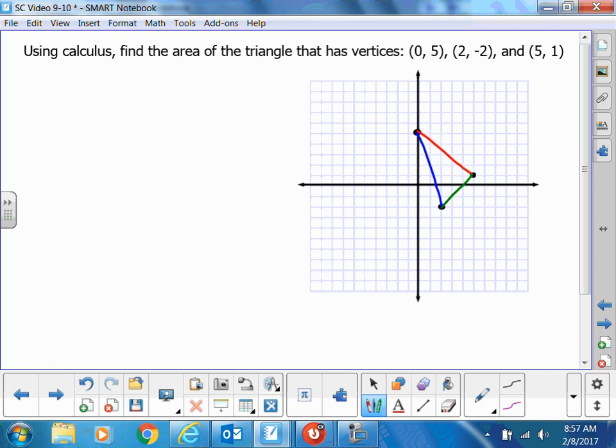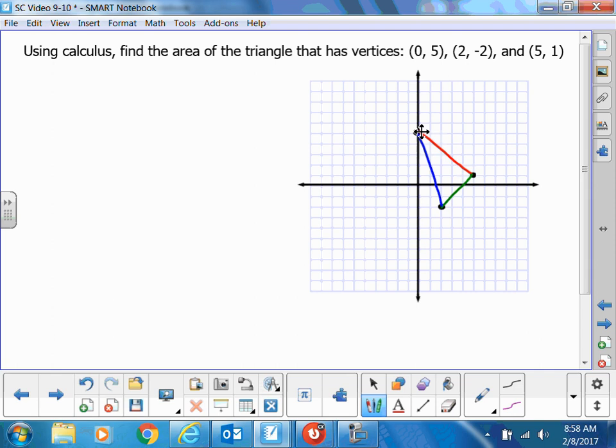Now, to be able to find the area in between those, or in other words, the area of the triangle, we're going to do it with calculus, so we're going to do area between curves. So we are going to need to know the equation of each of those. Well, the red and the blue will probably be the easiest, and then the green will be a little bit more challenging. The red and the blue because they're clearly going through a y-intercept already.